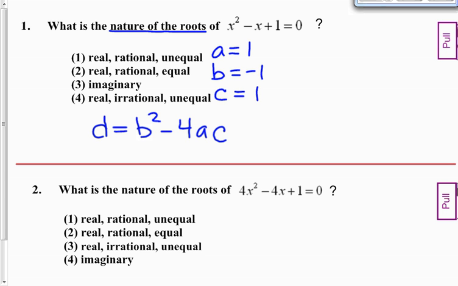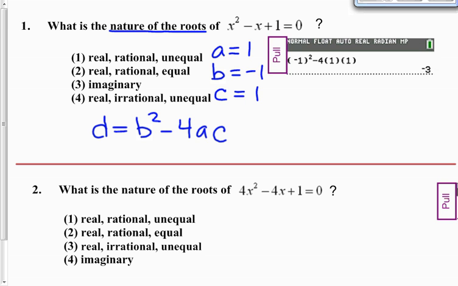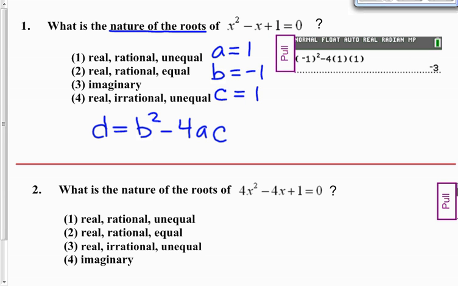If we typed b squared minus 4ac into our calculator, we'd get a value here of negative 3. So since we have a negative discriminant, our roots are going to be imaginary.